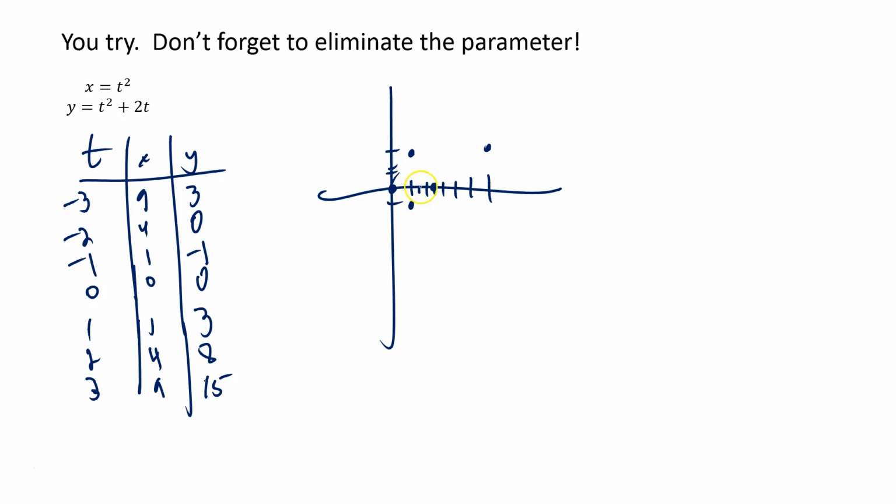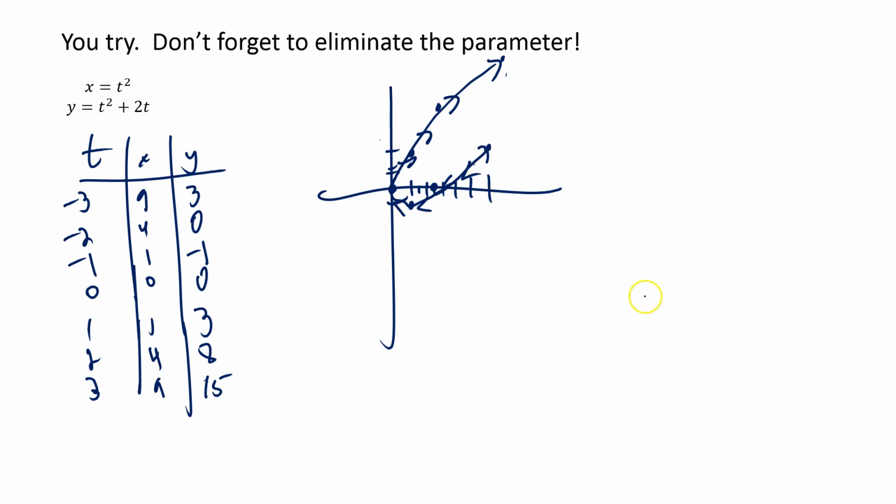Then we have 2, 4. And then 3, no, I did that wrong. 4, 8. Let's make sure I did that right. 4, 8, yep. So 1, 2, 3, 4, and then 8 will be up here somewhere. And then we have 9, 15, which will be like here. Once again, it's directed going this way. Okay, so we've got our directed curve.